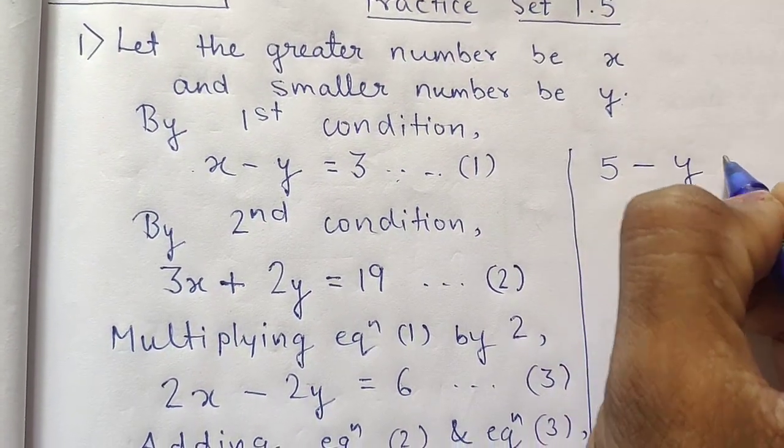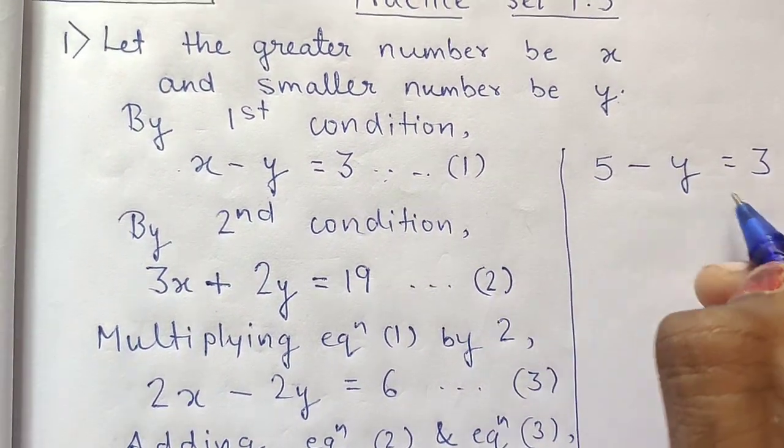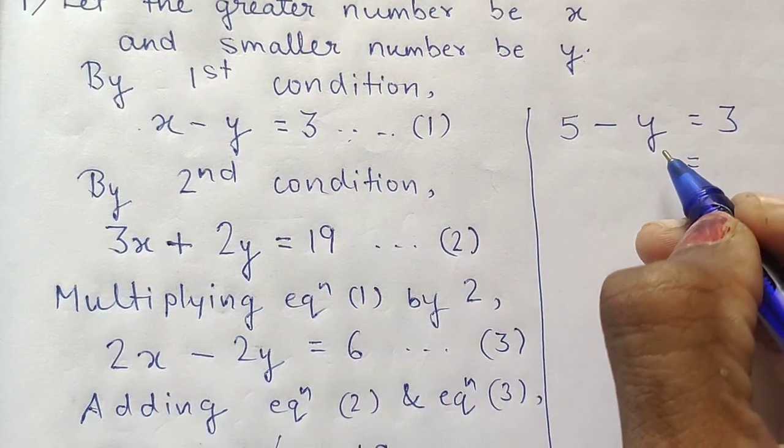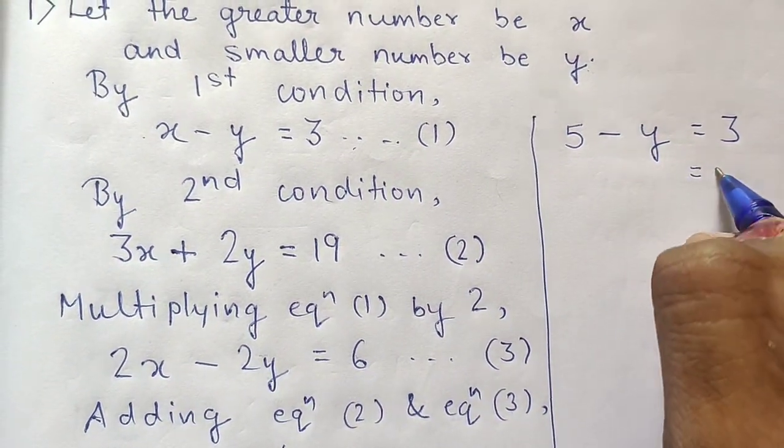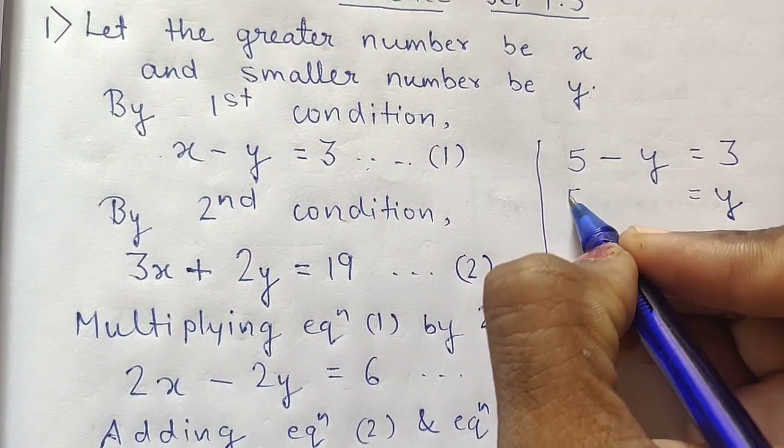5 minus y is equal to 3. Now see, this is minus y. So what I am going to do? I am going to transfer this minus y to right hand side, so that this becomes 5 y. Keep 5 as it is.